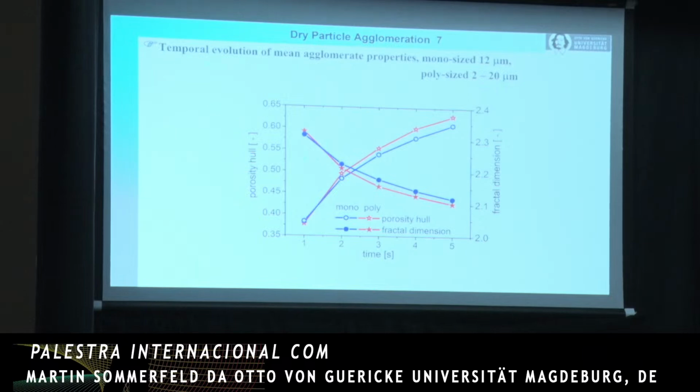Yeah, this is the last slide for this part, showing again the development of fractal dimension and porosity. I think porosity are the open symbols. So it's here. So the porosity grows from 40% somehow for a two-particle or small number of primary particles towards more than 60%. And here you see the decrease of the fractal dimension. And again, the behavior of mono-sized and poly-sized particles is different.